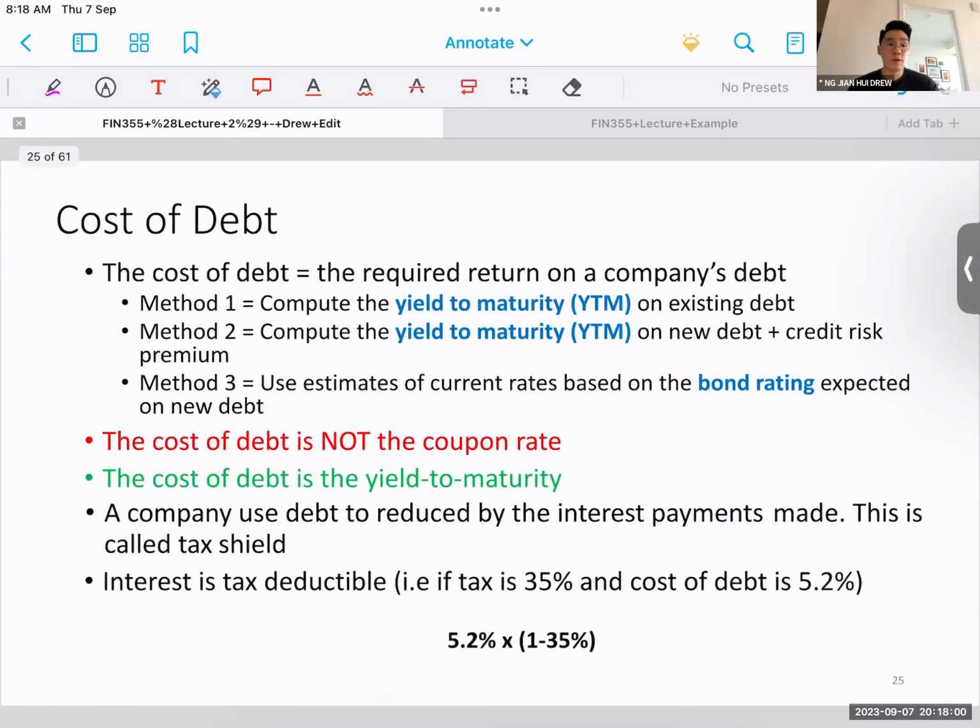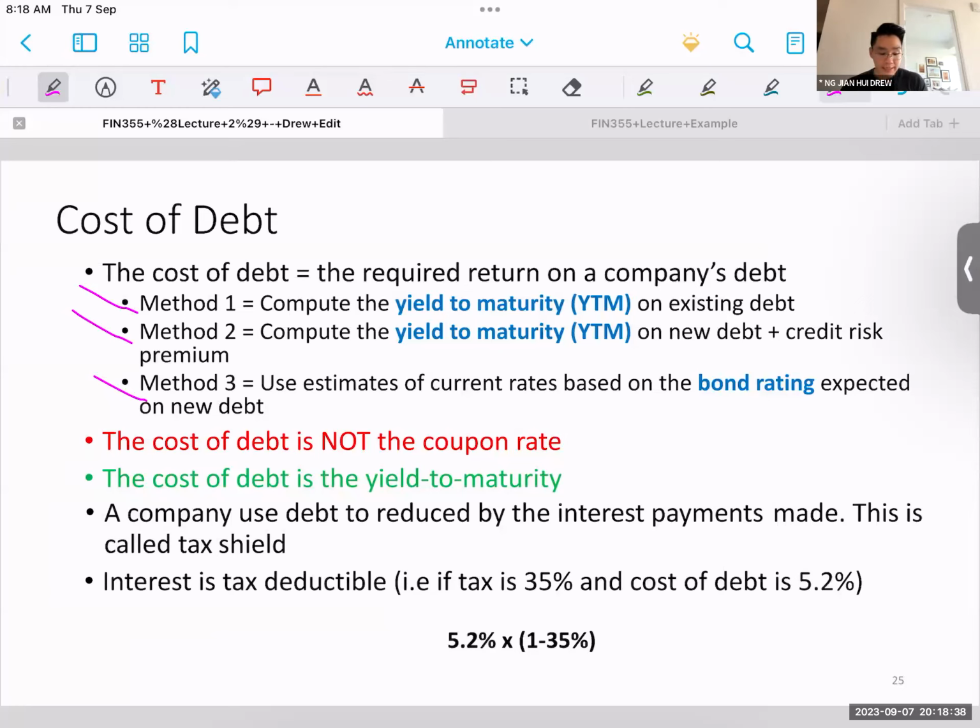Now, let's move on to the next component. Remember, we are supposed to use WACC to discount. We have covered part of WACC, which is cost of equity, with 3 methods. Now, let's talk about cost of debt so that we can put them together to calculate WACC. There are 3 methods again. We compute yield to maturity on existing debt, yield to maturity on new debt plus credit risk, and last but not least, bond rating. We'll go into detail, not to worry.